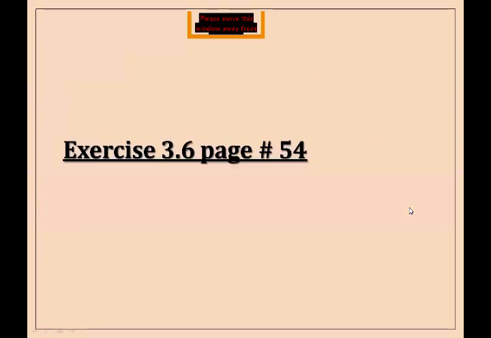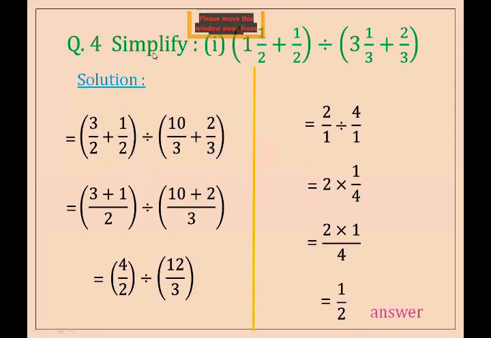Okay students, here we start our exercise 3.6, page number 54. Here we have question number 4. Simplify. The first part is this. These questions are solved by following the BODMAS rule. In this question we have 1 whole 1 upon 2 plus 1 upon 2, divided by 3 whole 1 upon 3 plus 2 upon 3. Here we start the solution.